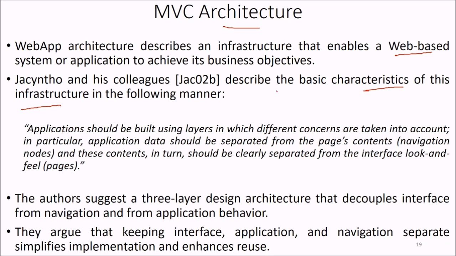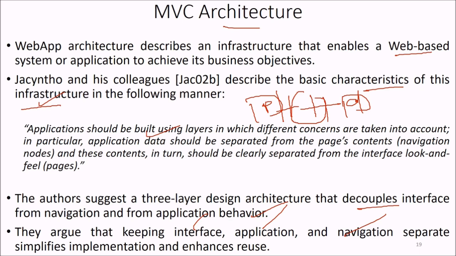Applications should be built using layers, in which different concerns are taken into account. In particular, the application data should be separated from the page content. This may be the page, this may be the data, that is the navigation nodes, and these contents in turn should be clearly separated from the interface look and feel. So the authors suggest a 3-layer design architecture that will decouple interface and navigation from the application behavior. And they argue that keeping interface, application and navigation separate simplifies the implementation and will also enhance reuse.